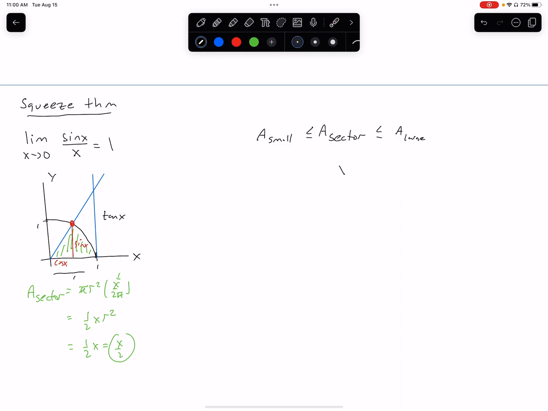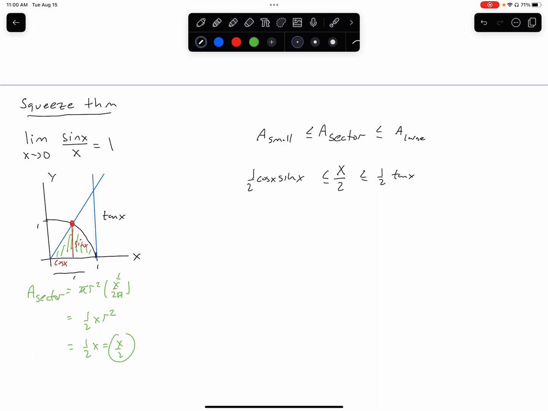Well, the area of the sector we just said was x over 2. To get the area of the small triangle, that's just going to become 1/2 cosine of x sine of x. That should look kind of familiar to you. It looks kind of like our double angle formula back from pre-cal. And the area of our large triangle is just going to become 1/2 the tangent of x times 1, so we just leave the tangent of x.